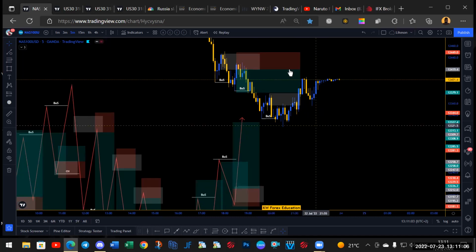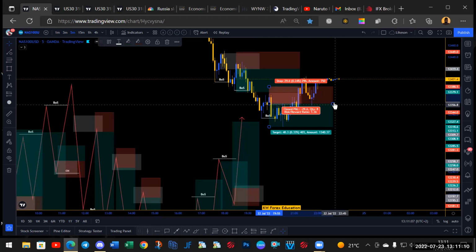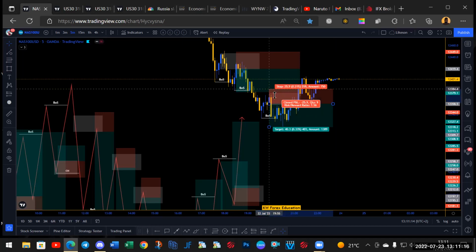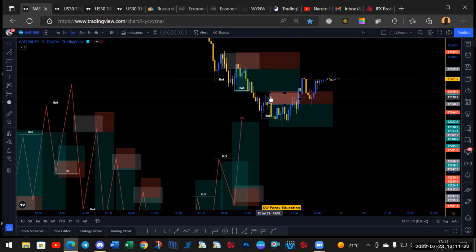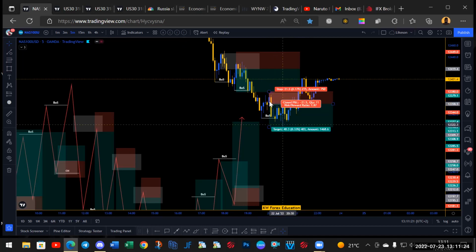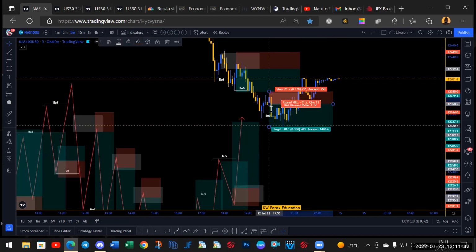What do you do? You add more trades again, right? You add more trades there. Stop loss just above your zone, right? What did market do? It comes down and then goes out to take you out. So you lost this trade.